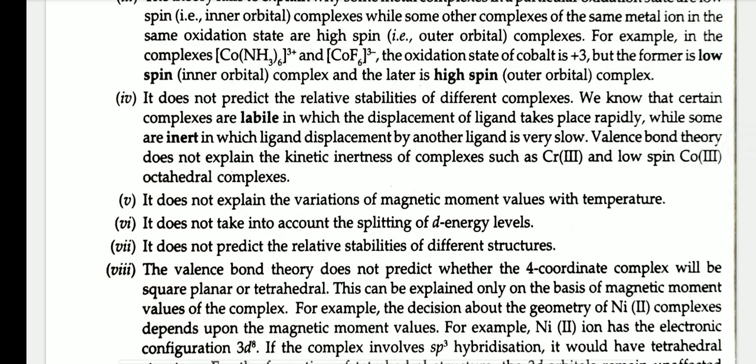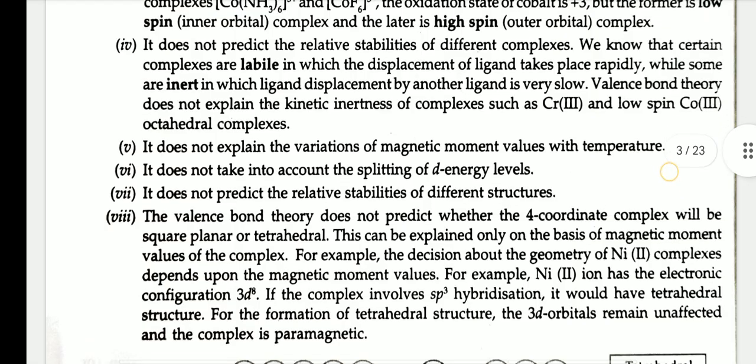It does not take into account the splitting of d energy levels. It does not predict the relative stabilities of different structures. The valence bond theory does not predict whether the four coordinate complex will be square planar or tetrahedral. This can be explained only on the basis of magnetic moment values of the complex. For example, the decision about the geometry of nickel(II) complexes depends upon the magnetic moment values.